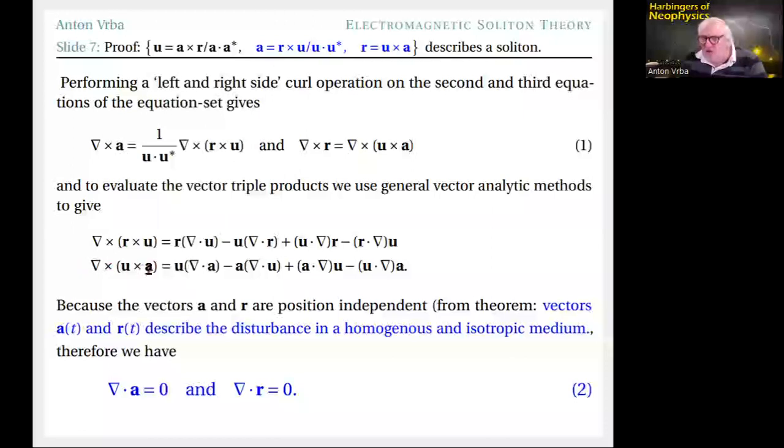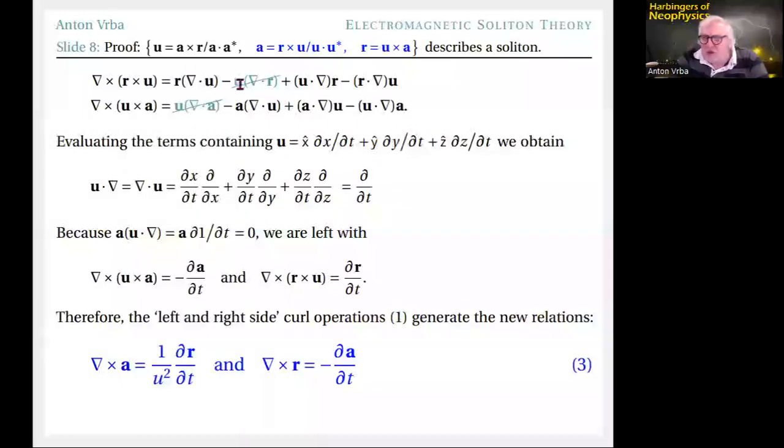We need to evaluate these triple cross product equations, which is a normal thing to do. Because it's a homogeneous and isotropic medium that we're in, the gradient of A and the gradient of R is equal to 0. And so that takes care of those.